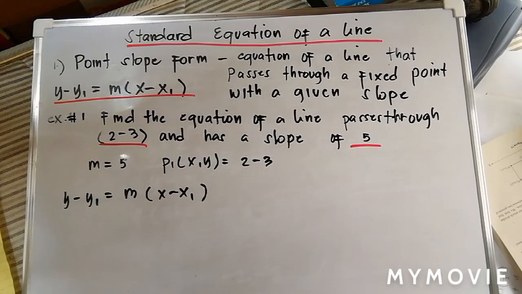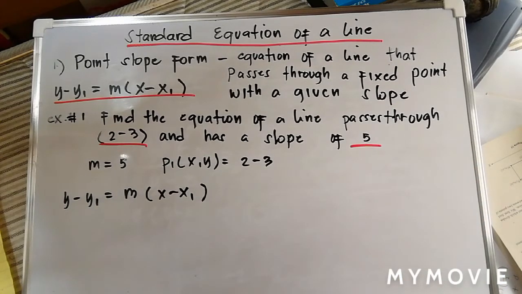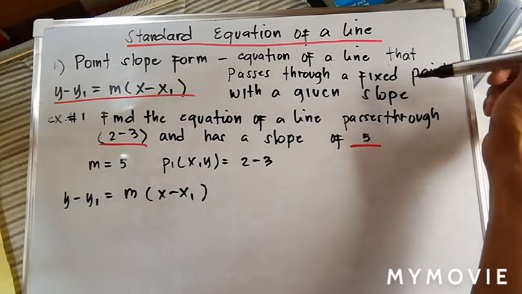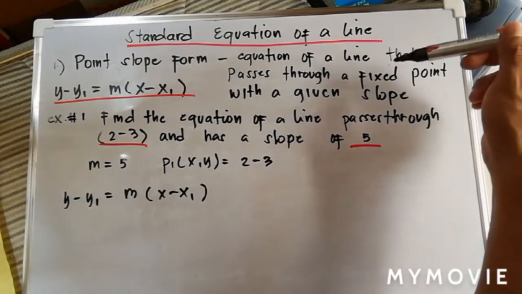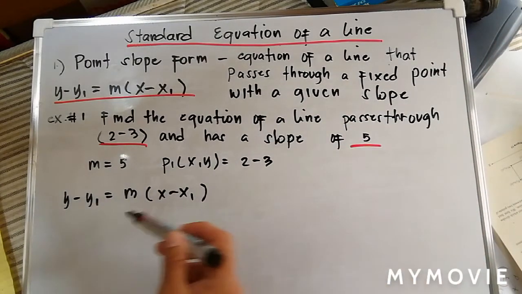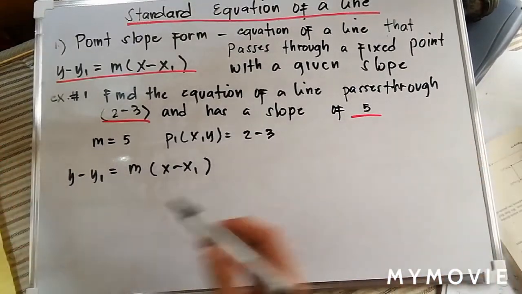It means the problem has a line that passes through 2, negative 3 and has a slope. So we meet already the definition of point slope form, that there's a line that passes through a fixed point with a given slope. So we're going to use this formula. The next thing we need to do is to substitute the values.